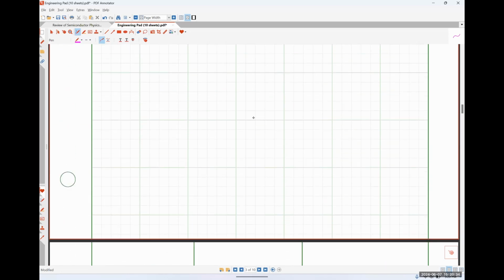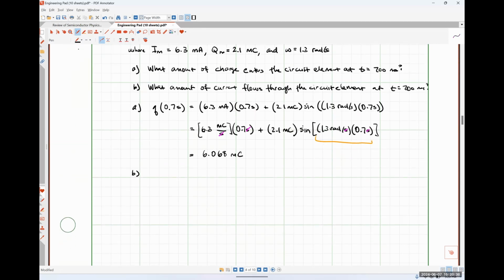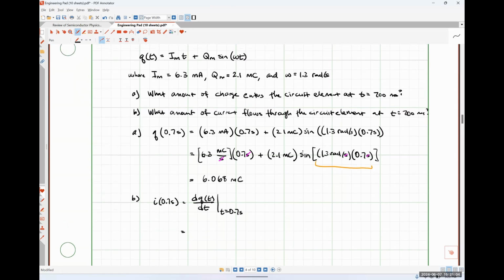So scroll back down here to our doing math. So our current at 0.7 seconds is going to be the derivative of Q with respect to time evaluated at t equal to 0.7 seconds. So how am I going to take the derivative of that expression for charge?